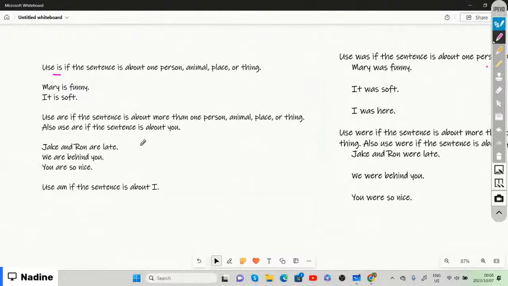So this is now when we are, for example, either using or speaking or trying to refer to something within the present tense form, which is now, right? So when we are referring to anything within the present form, we use is if the sentence is just about one person, animal, place, or thing. That we also call singular, right? So we use is if it's about one person, one animal, one place, or one thing.